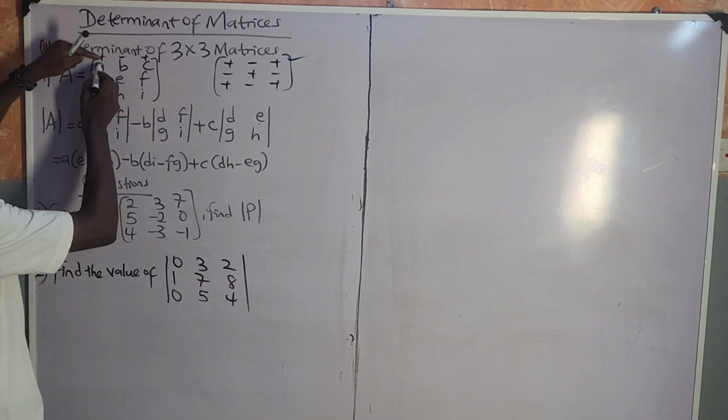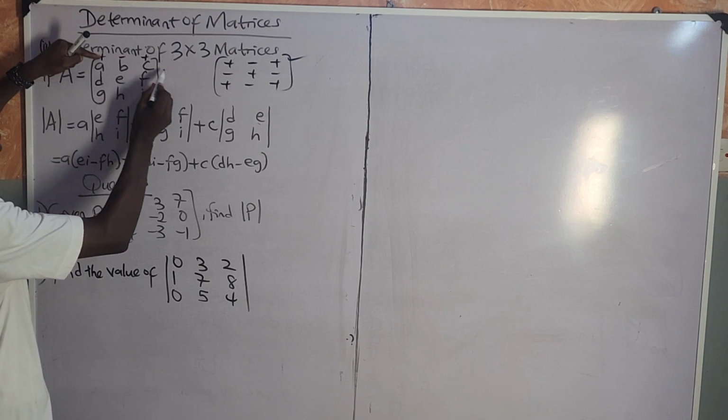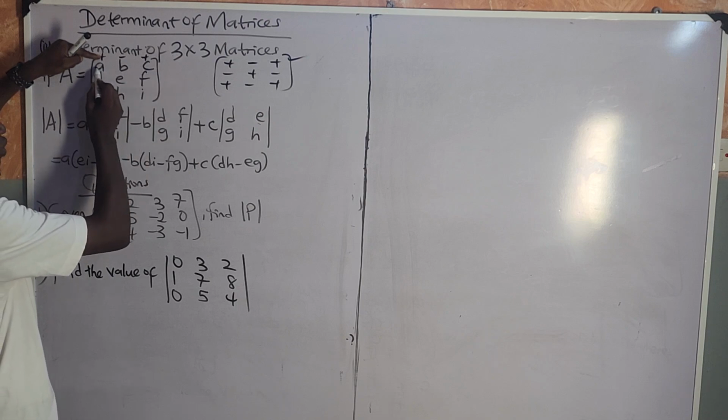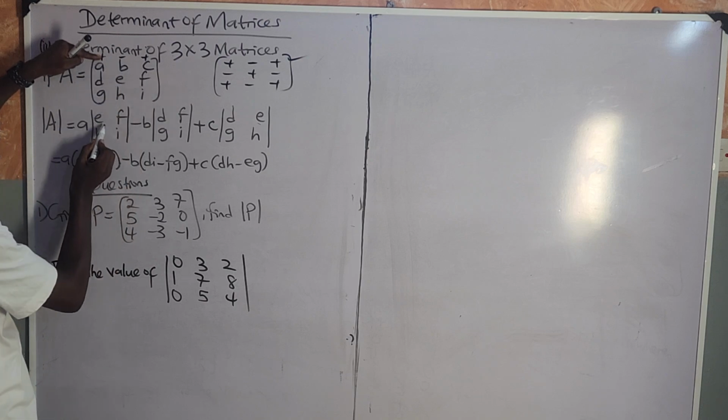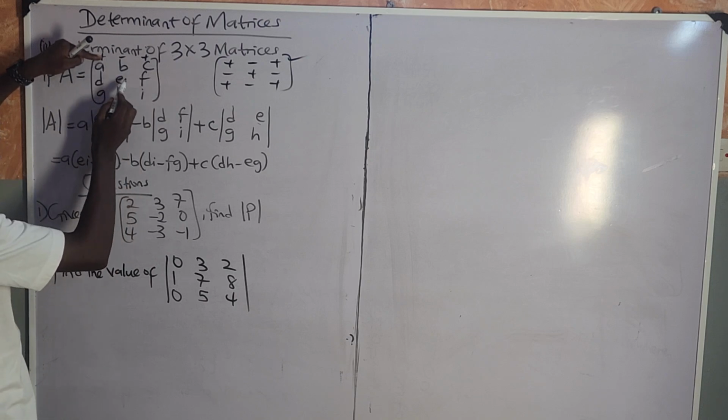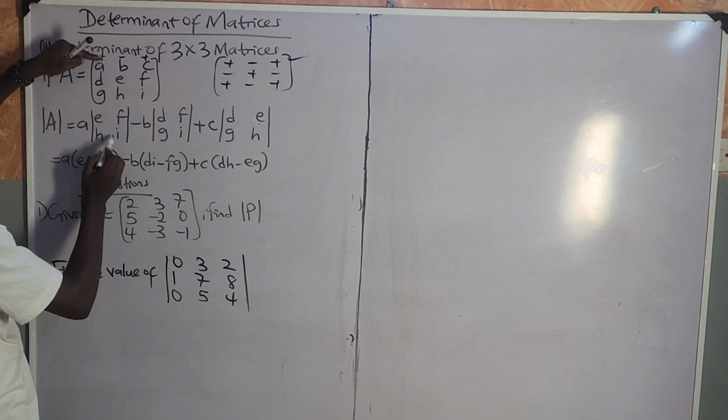Then this first element will cancel everything in its row and column. This A is in row 1 and column 1, so it will cancel all this and this. Then you now write what is remaining, which is E, F, H, I. You put your determinant. It is now determinant of 2 by 2.